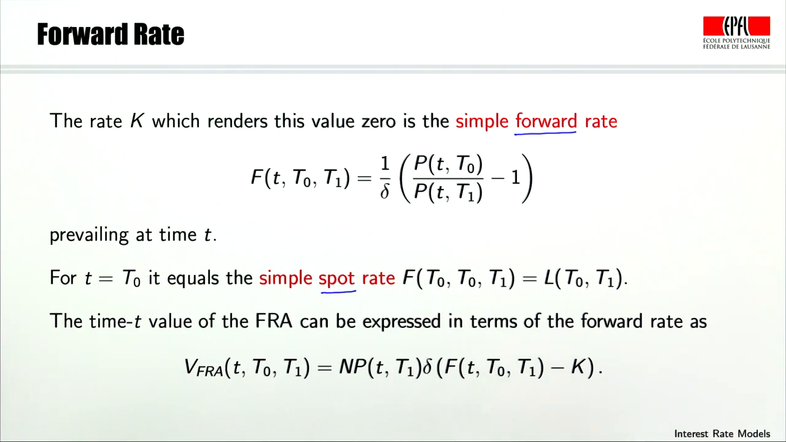Now think of the following situation, that K is yesterday's forward rate. Yesterday's forward rate in general will be different from today's forward rate. That means if you entered a forward rate agreement yesterday at yesterday's prevailing forward rate, seen from today's point of view, the value may have become non-zero. It may have become positive in case the interest rates went up, but it may also have become negative in case the interest rates have gone down.